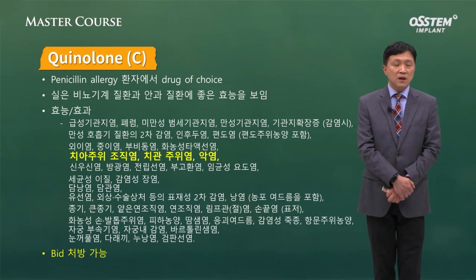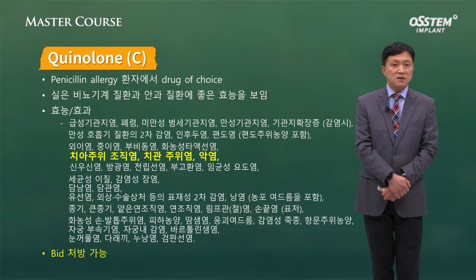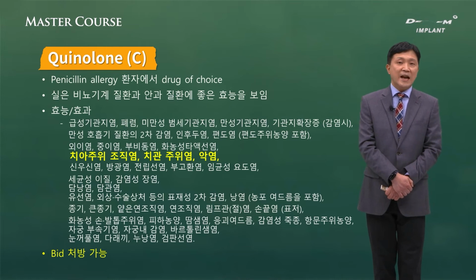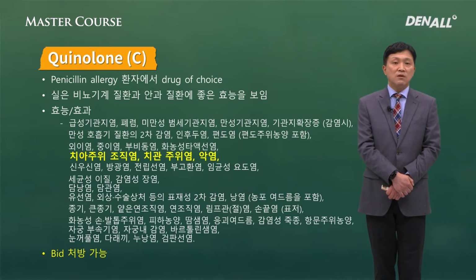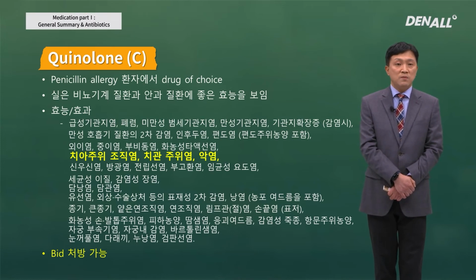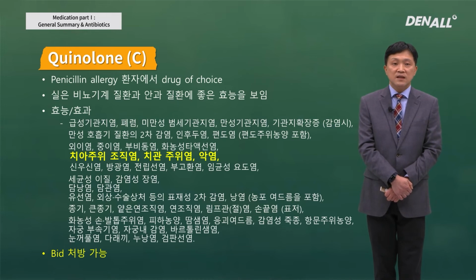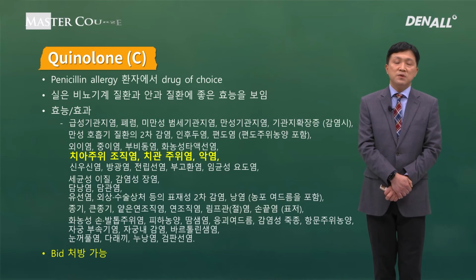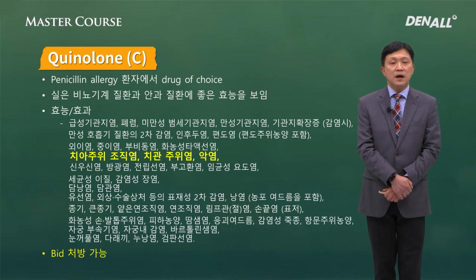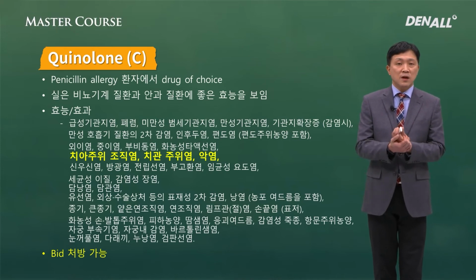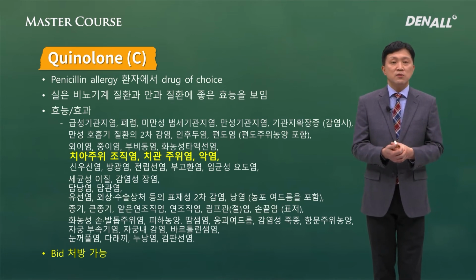Next, quinolone is also used quite a lot in the dental clinic. It is a drug of choice for penicillin allergic patients. It is actually more effective in urology or eye diseases rather than dental use, but it is also indicated for tooth-related diseases. Its advantage is that it can be used BID, twice a day. If someone has allergy against the penicillin, this can be used.